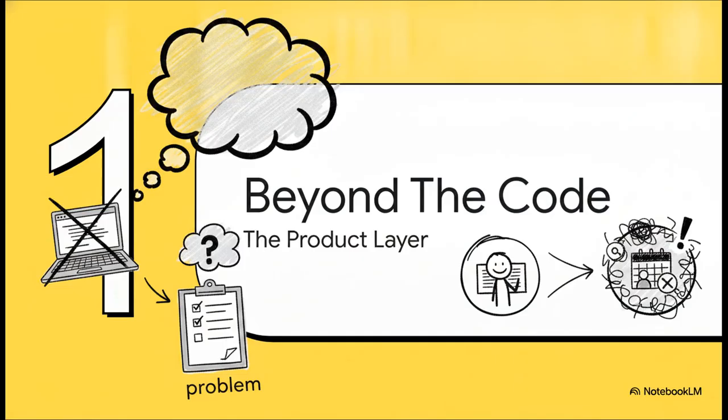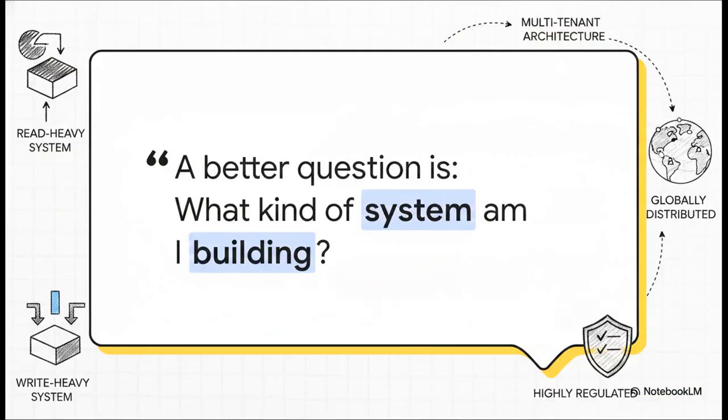All right, Section 1, Beyond the Code. This is where we explore the product layer. You see, engineering doesn't actually start with opening up a code editor, it starts with a problem. A simple personal blog has vastly different constraints than, say, a high-stakes healthcare booking platform where losing a record is an absolute disaster. That's exactly why the question we ask at the beginning is so crucial.